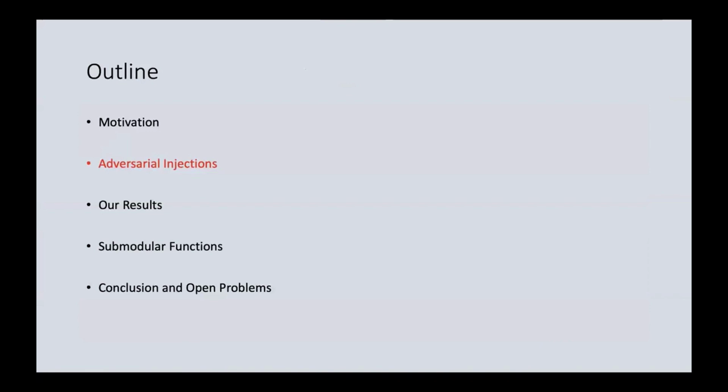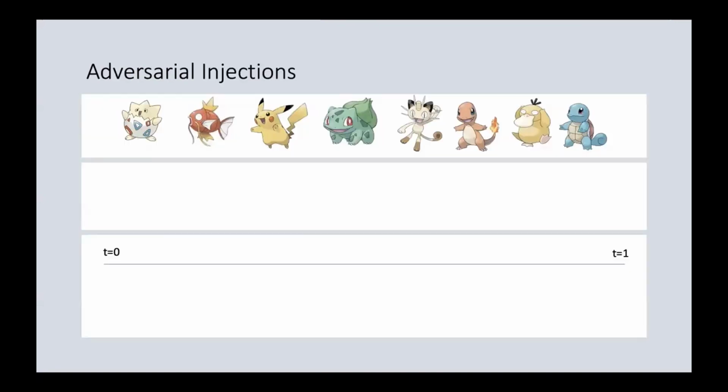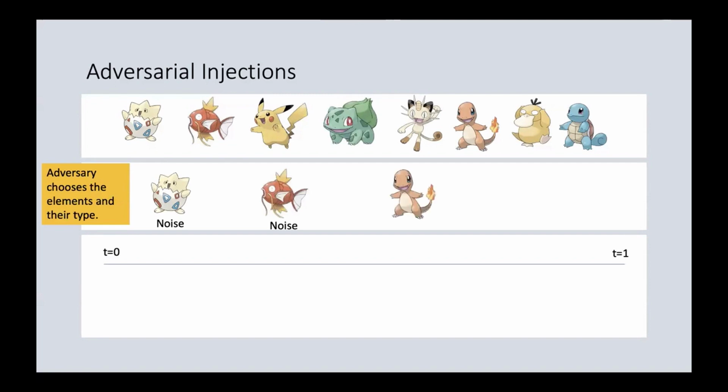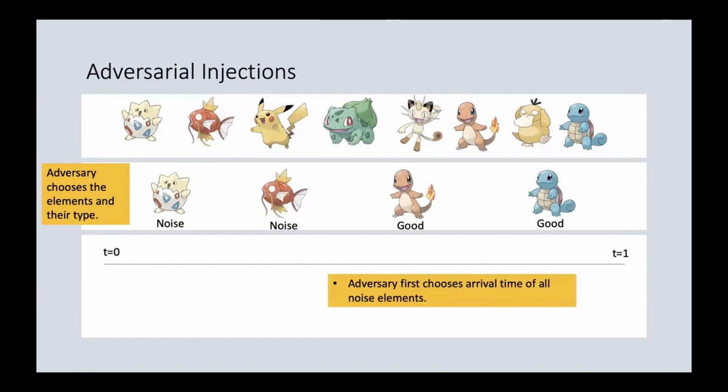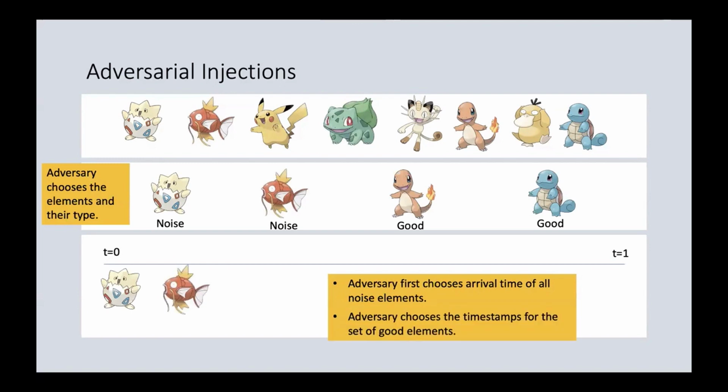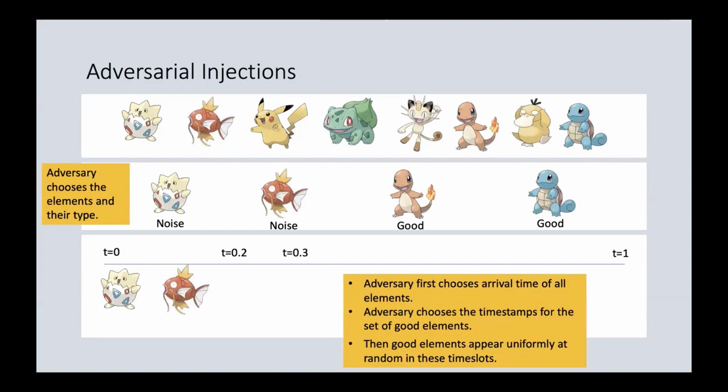To prevent these kinds of overfitting, we introduce this new model that we call adversarial injections. In this model, just like the Byzantine model, the adversary chooses the elements and their type. Just like the Byzantine model again, the adversary chooses the arrival time of all noise elements. But here is the difference. The adversary gets to choose the timestamps for the set of good elements now. So let's say he chose 0.2 and 0.3. Finally, the good elements appear uniformly at random in these time slots.